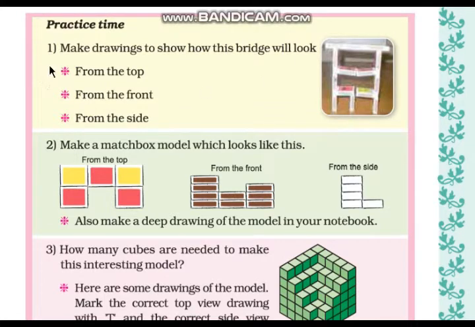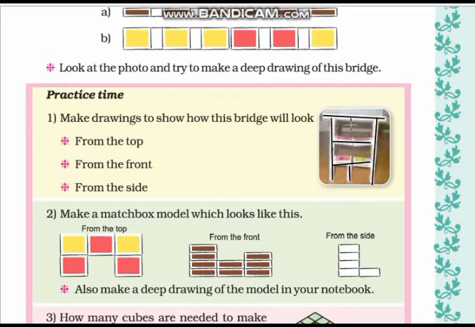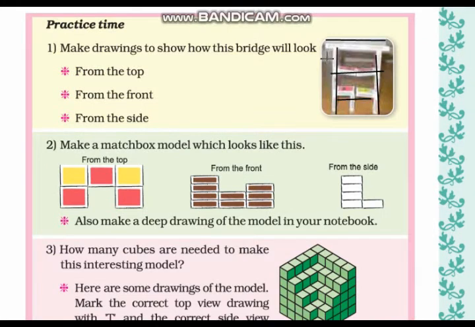Here is question 1. Make drawings to show how this bridge will look from the top, from the front and from the side. From the top means this top part here, and from the front means this part. This shows the front view, you can see here, and from the side which will look from here.